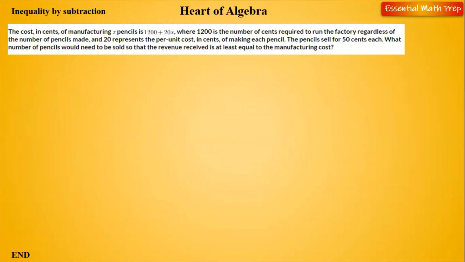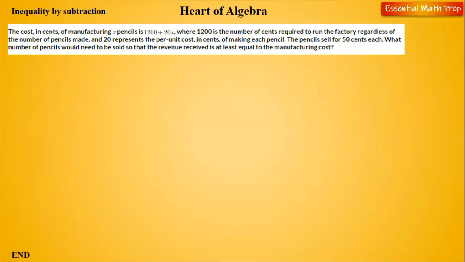All right, this is a very interesting problem because there's just a lot going on, but if you break it down into simple components, the problem is actually very easy. The cost in cents of manufacturing x pencils is 1200 plus 20x, where 1200 is the number of cents required to run the factory regardless of the number of pencils made, and 20 represents the per unit cost in cents of making a pencil. The pencil sells for 50 cents each.